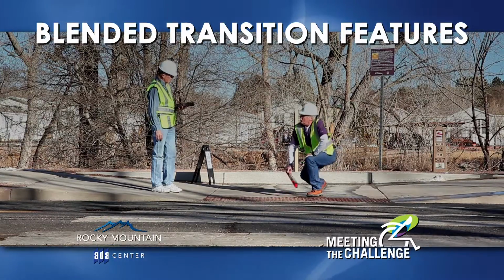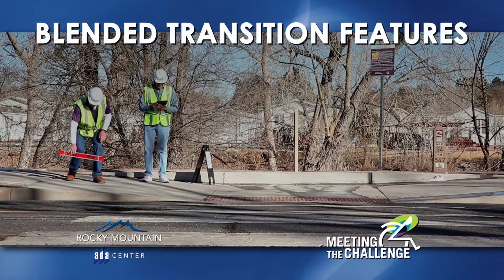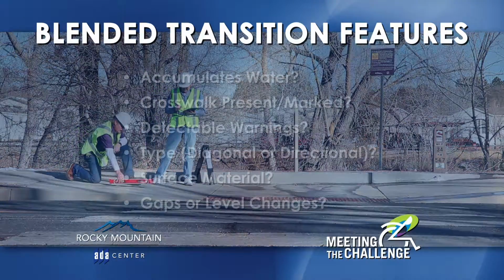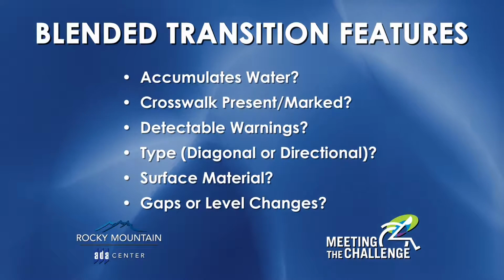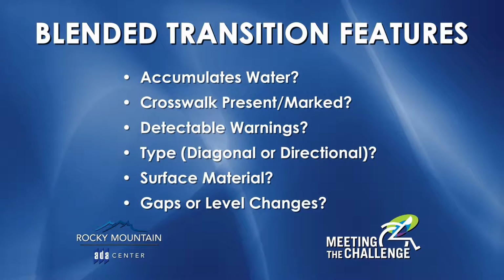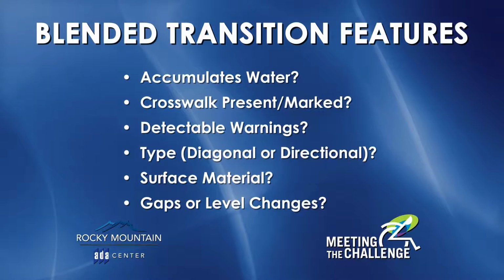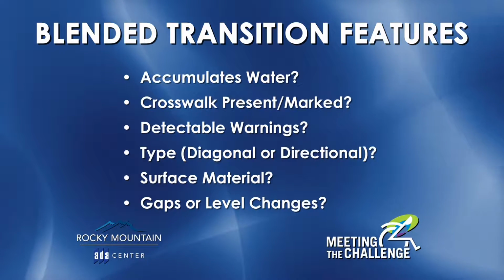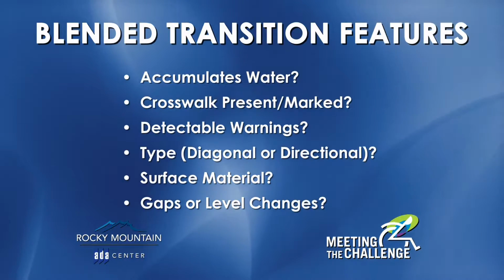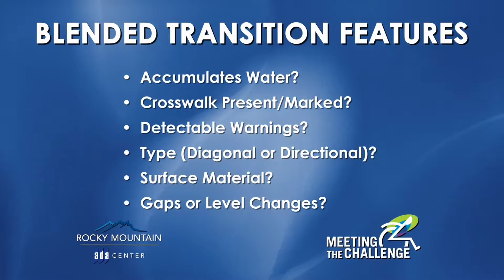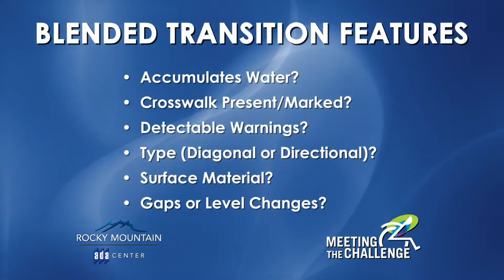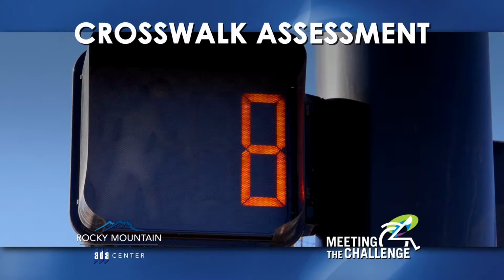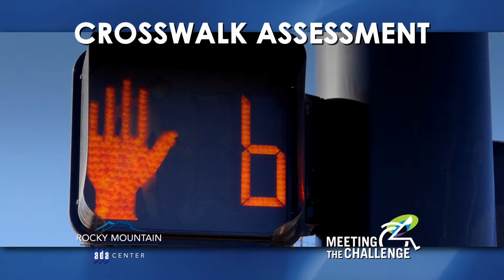The running and cross slopes of the walking surfaces that approach the blended transition must also be measured. All surfaces must be observed for accumulates water, crosswalk present or marked, detectable warnings, type, diagonal or directional, surface material, gaps or level changes. The vertical change in levels and width of gaps must be measured. Words, crosswalk assessment. On a crosswalk signal, numbers decrease. Crosswalk assessment. A crosswalk should be marked, though this is not always the case.